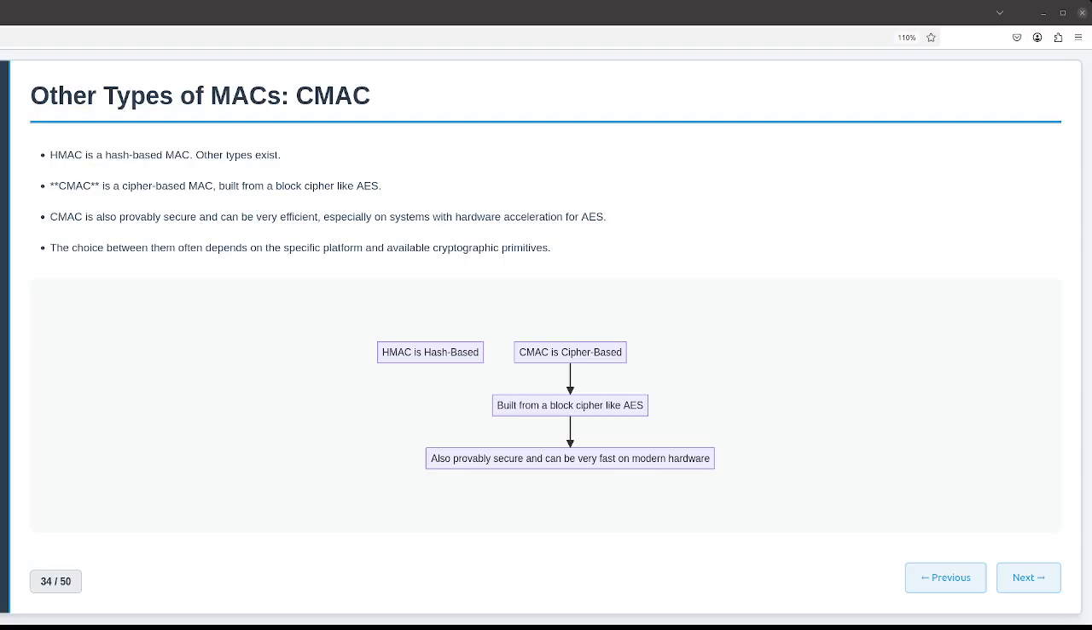HMAC and CMAC are both considered highly secure, and the choice between them often depends on the primitives available and performance characteristics of the target platform.